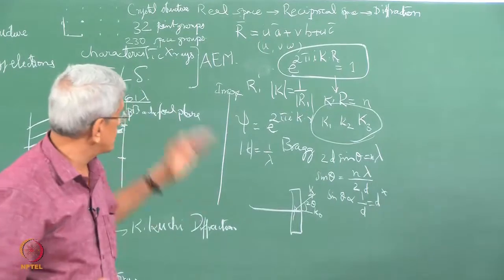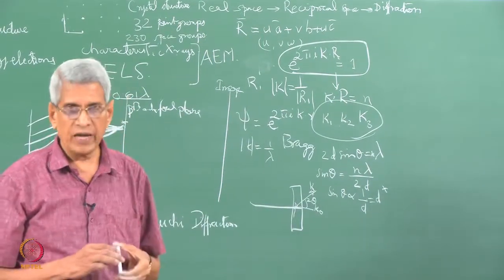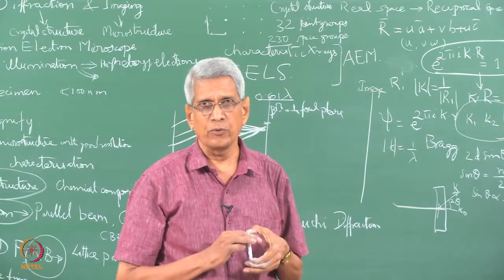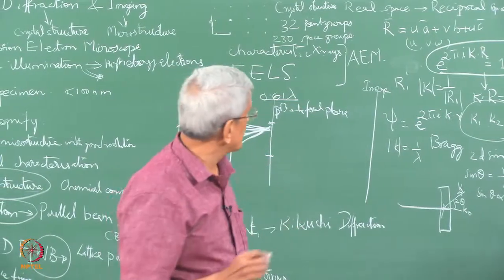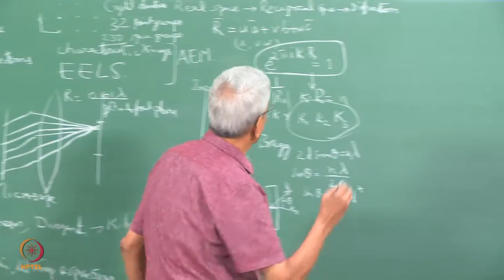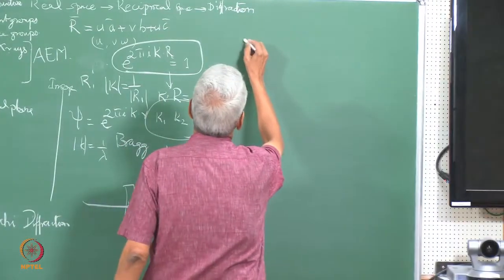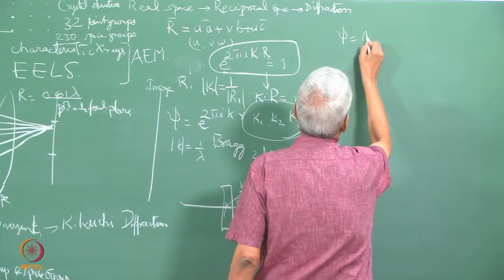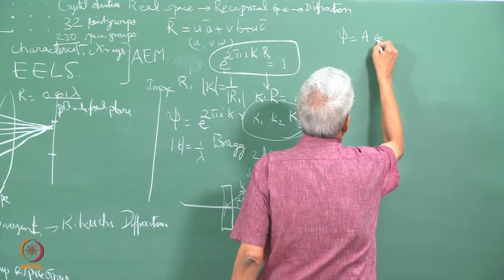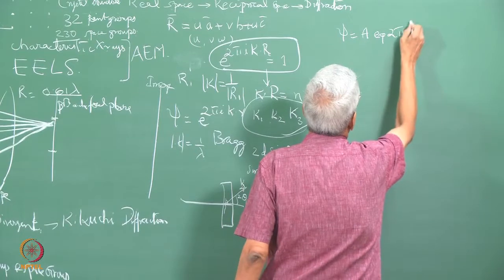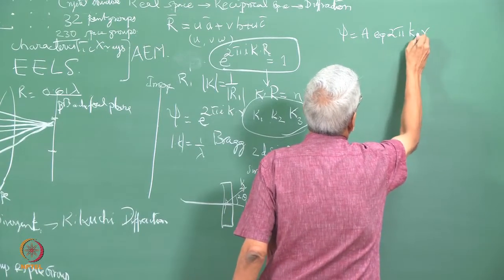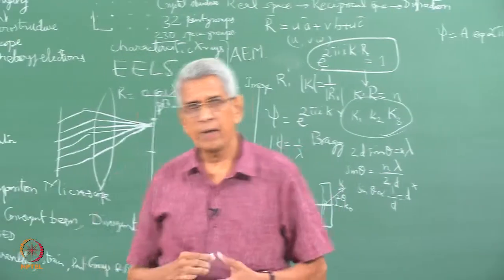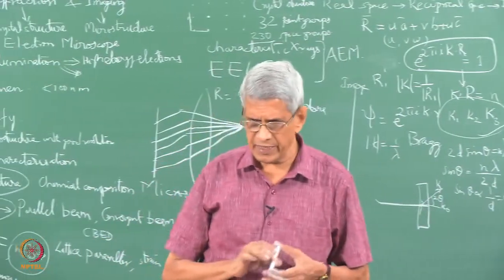So, the same information we can get in diffraction also. When we consider diffraction, what do we exactly do? We consider a plane wave. The plane wave essentially we represent as I equals A times exponential 2 pi i k dot r, where k is equal to 1 by lambda, where lambda is the wavelength of the incident radiation.